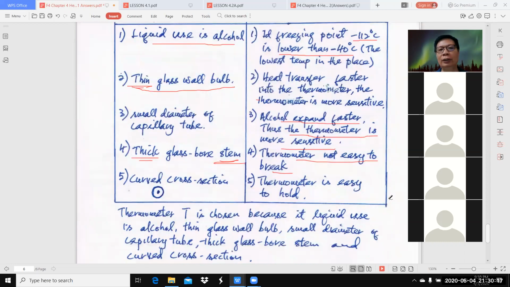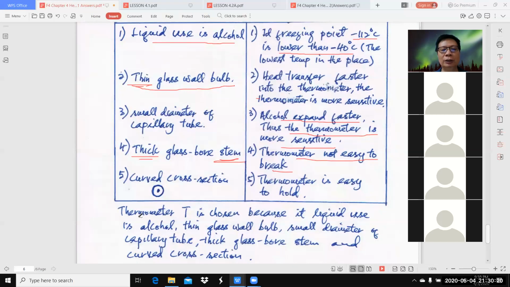And finally, you need to repeat again. You choose the best, which is thermometer T. One sentence: Thermometer T is chosen because its liquid used is alcohol, thin glass wall bulb, small diameter of capillary tube, thick glass stem, and curved cross section. That's it. Finish. All this you get 10 marks. You write all this in the question. If you can give all this answer like this, you will get the full marks, 10 marks.